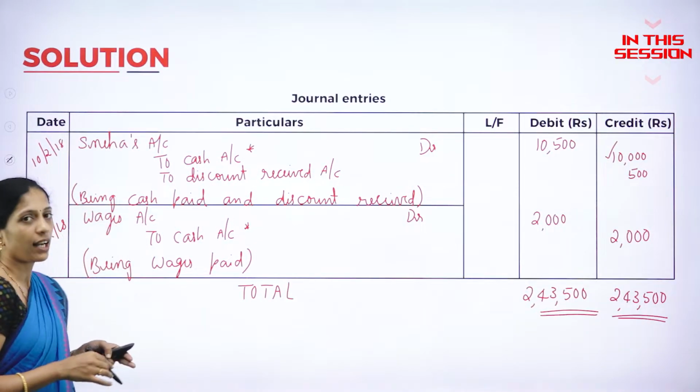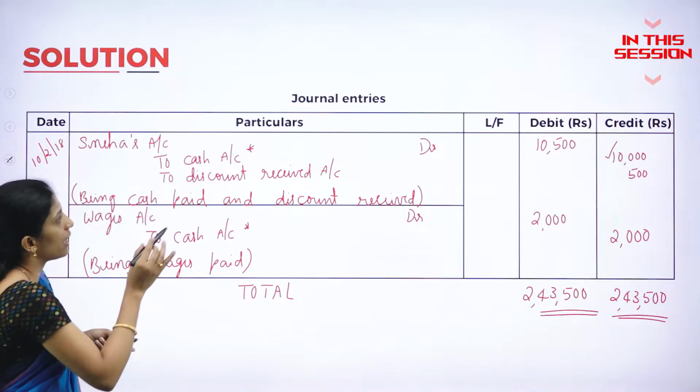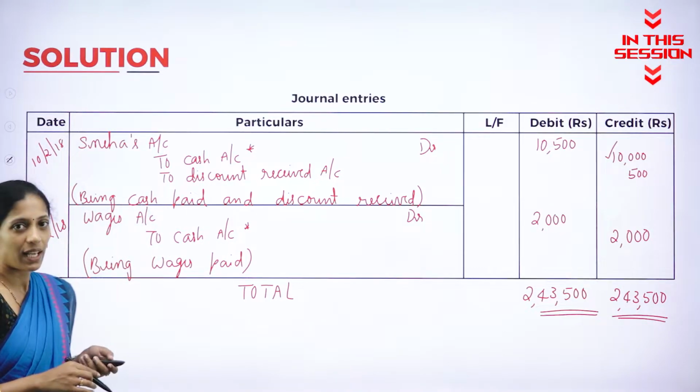Entries, Sneha's account debit, to cash account, to discount received account. So how do you write? To cash account 10,000, to discount received account 500.